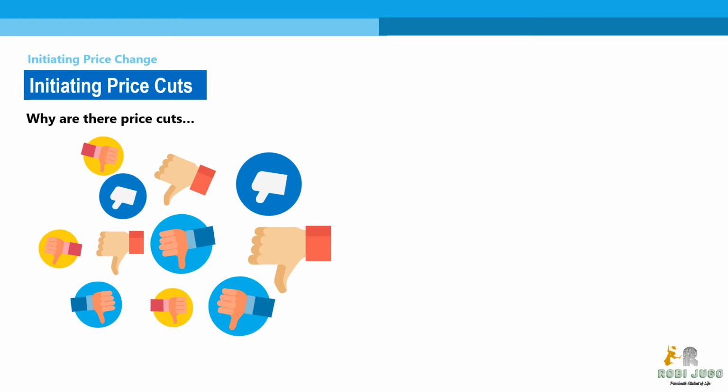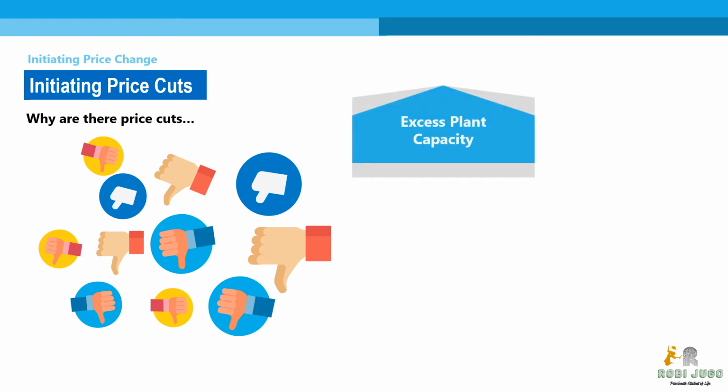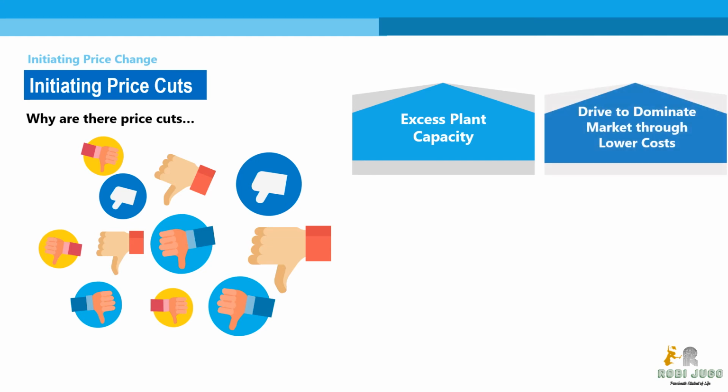First, why are there price cuts? It could be due to excess plant capacity, where the firm needs additional business and cannot generate it through increased sales effort, product improvement, or other measures. Another reason for price cuts is a drive to dominate the market through lower costs. In this situation, the company either starts with lower cost than its competitors or it initiates price cuts in the hope of gaining market share and lower costs. Whatever the reason for price cuts, this strategy does not always lead to something favorable for the company.